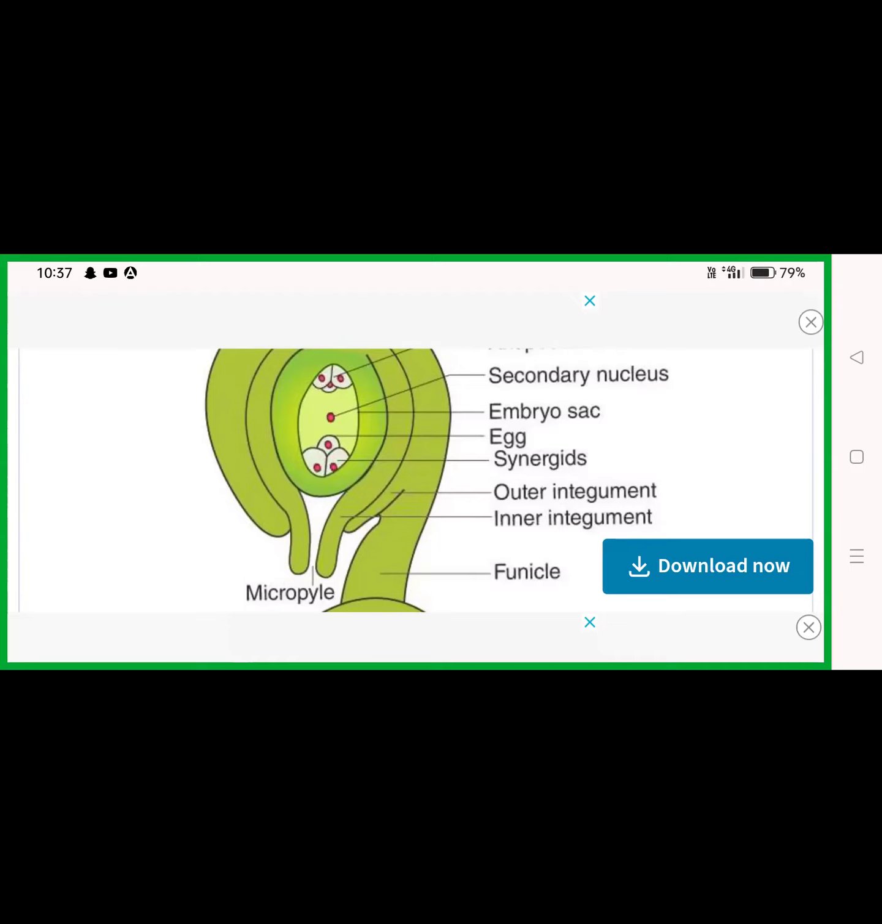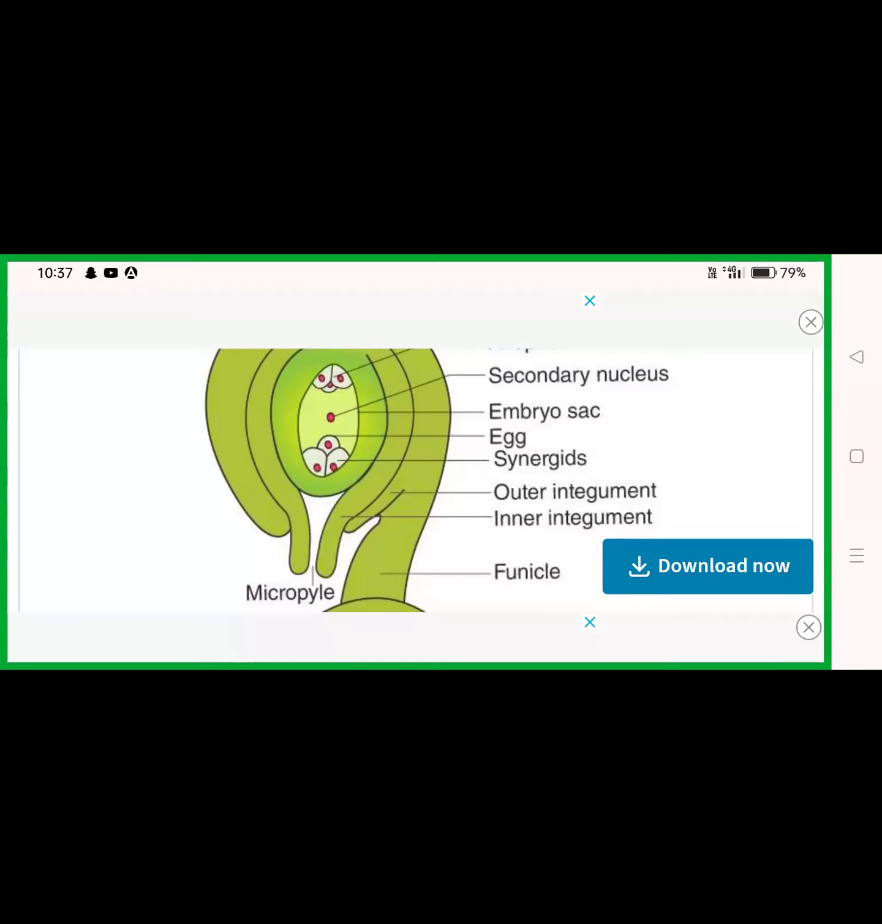Next, megasporogenesis. The megaspore mother cell undergoes meiosis to form 4 haploid megaspores. Usually, the megaspores form a linear tetrad. Sometimes T-shaped tetrads may be formed. Usually, the chalazal megaspore is functional and forms the embryo sac. That is megasporogenesis, the same as microsporogenesis.